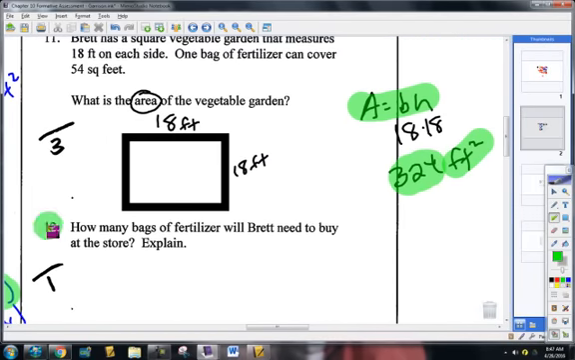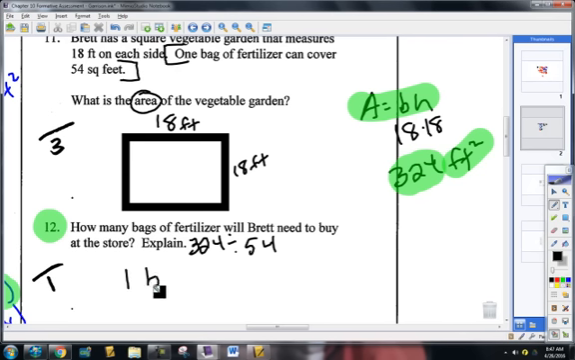Now we've got to take that and apply it. This is only going to be worth 1 point because it's kind of right or wrong. The idea here is one bag of fertilizer can cover 54 square feet. I know a lot of you probably just did 324 divided by 54, which is beautiful if you did that. But let me show you how we can relate this right back to chapter 4 and 5, way back when. What is that right there, guys?